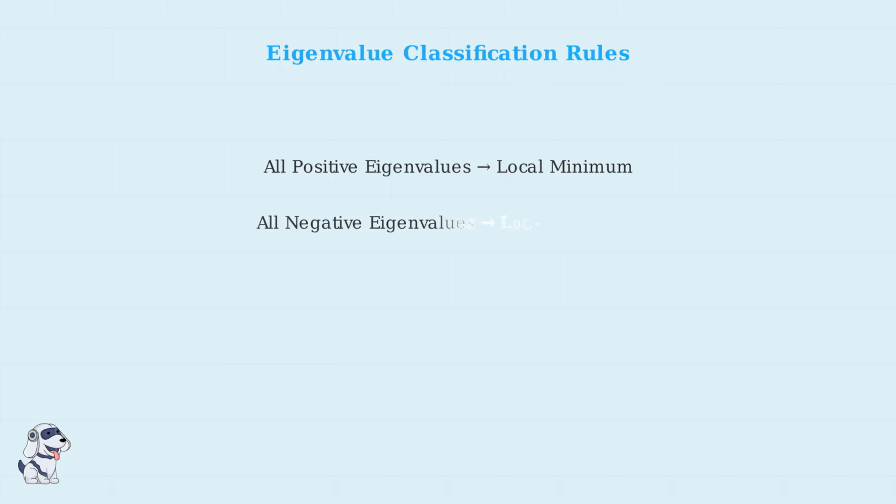The eigenvalues of the Hessian matrix provide a powerful way to classify critical points. The signs of these eigenvalues tell us exactly what type of critical point we have found. There are three fundamental classification rules. When all eigenvalues are positive, we have a local minimum. When all eigenvalues are negative, we have a local maximum. When eigenvalues have mixed signs, we have a saddle point.